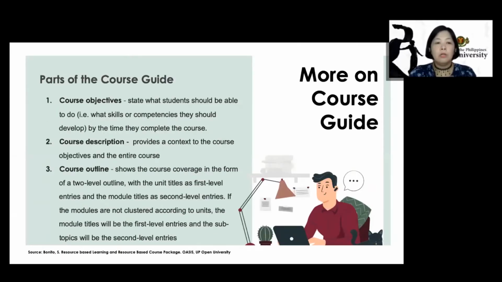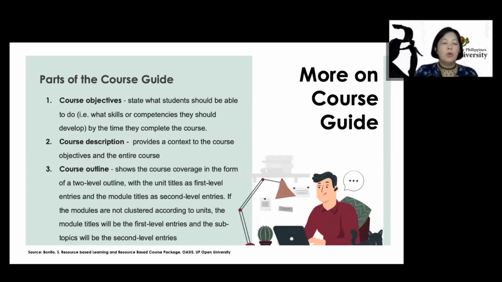And then, of course, the second part is the course description. Course description provides a context to the course objectives and the entire course. So again, for this, you can go back to the CHED CMO for your respective programs. Here at UP, the course objectives and the course description have been approved by the University Board of Regents, so we do not actually deviate, which means the objectives that have been approved in the program are the same objectives and course description that we put in our course guide.